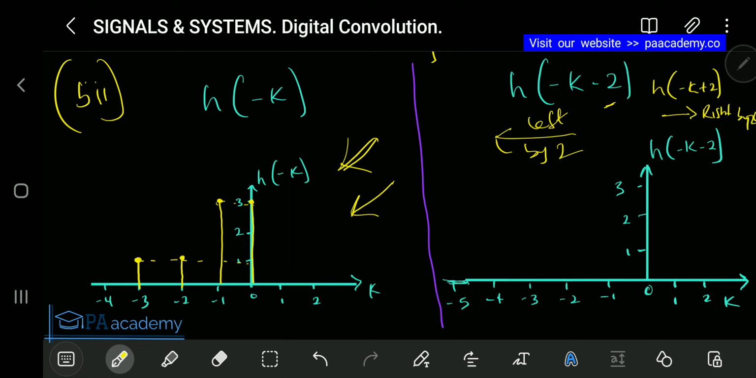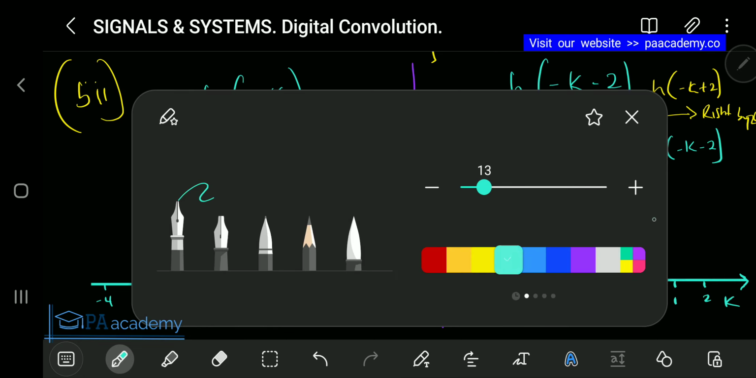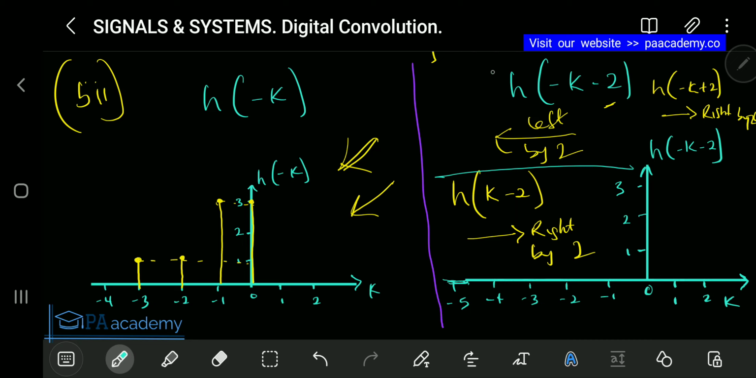But now let's understand the direction in which we are to shift it. If you are shifting a reverse signal and it has a minus sign before the number, just know that you are shifting it to the left. If it is positive, you are shifting it to the right. But the difference is if you are having h of k minus 2 and you want to shift this, you are going to be shifting it to the right by 2.